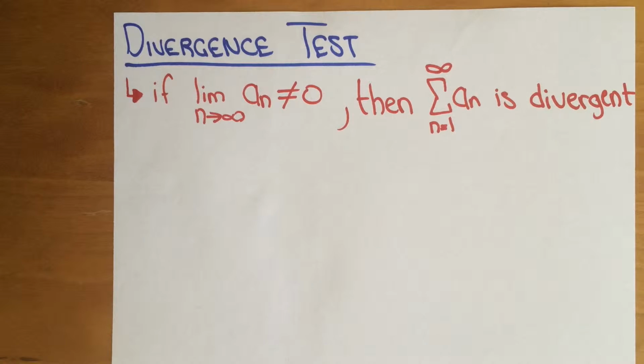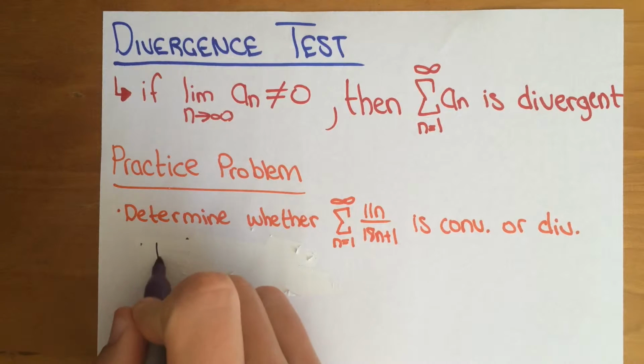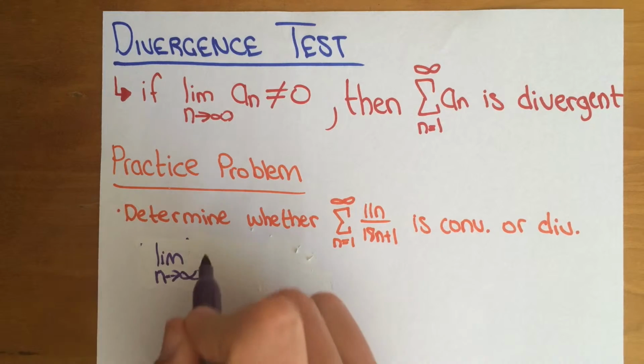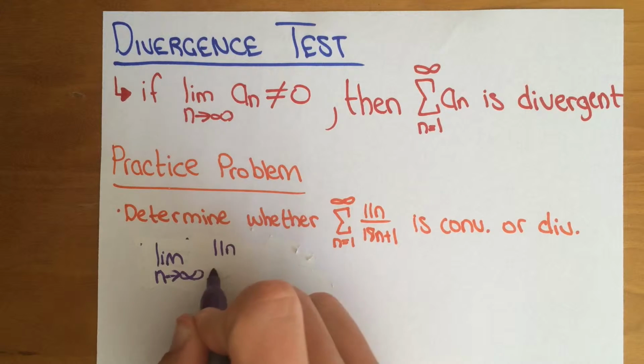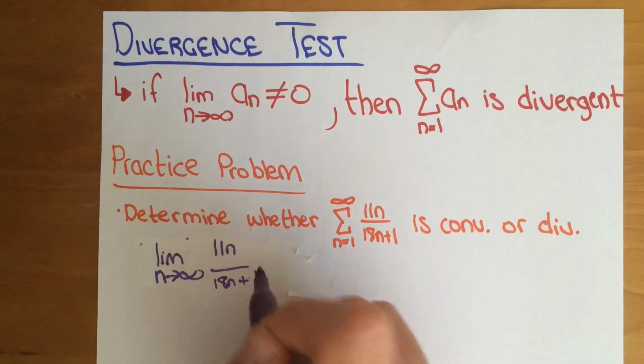Let's do a practice problem with this test. Alright, so the problem asks us to determine whether the series 11n over 18n plus 1 is convergent or divergent. So let's do the divergence test to find out. So we'll do the limit as n goes to infinity of 11n over 18n plus 1.